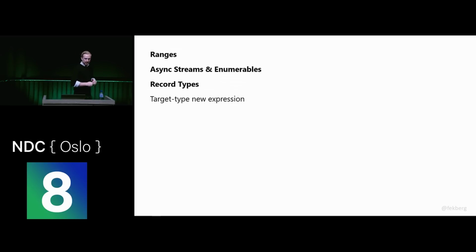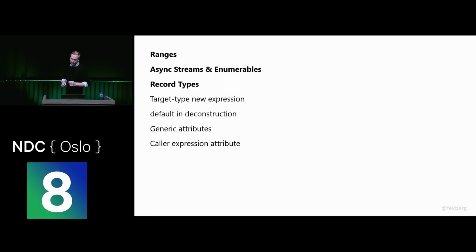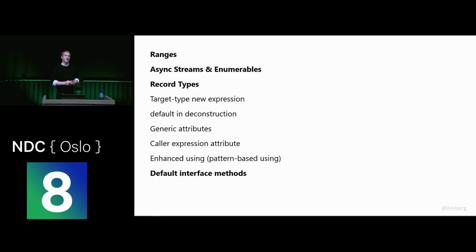You're also pessimistic. Right, so we're getting ranges, right? We're getting async streams and enumerables, and I bolded the ones that I like the most. We're getting, hopefully, record types. Target type new expressions, default and deconstruction, generic attributes, color expression attribute, enhanced usings, which is the duck typing, default interface methods. Why did I bold that? I didn't like the feature.